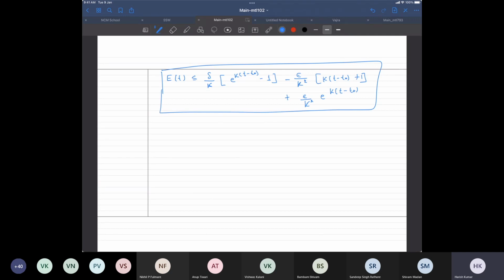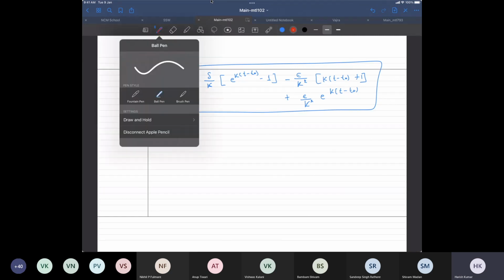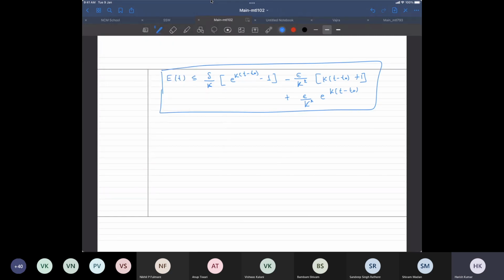And now let's go forward and try to finish this proof. So far, is it clear? Is it clear so far? Yes, sir. Okay.